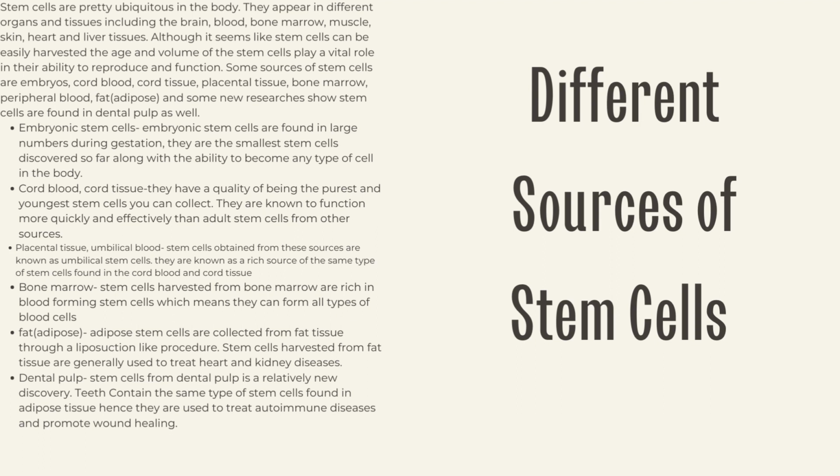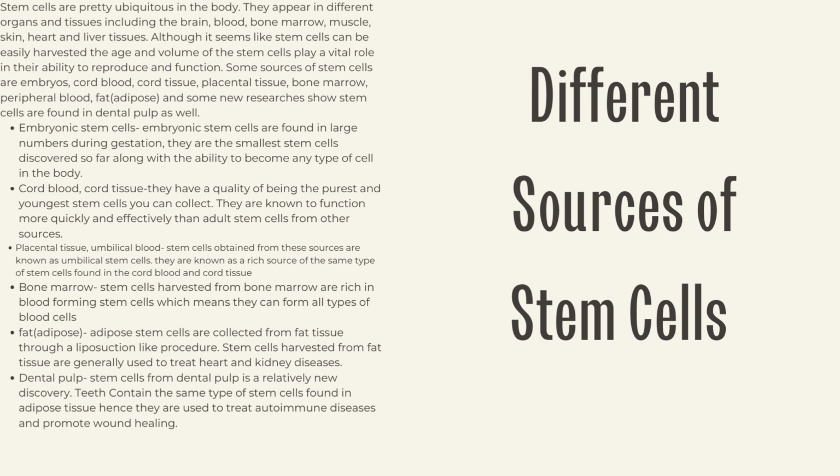Different sources of stem cells. Stem cells appear in different parts of the body, for example, the organs and tissues. This includes the brain, blood marrow, bone marrow, muscle, skin, heart, and liver tissues. Although it seems like stem cells can be easily harvested, the age and volume of stem cells play a vital role in their ability to reproduce and function.